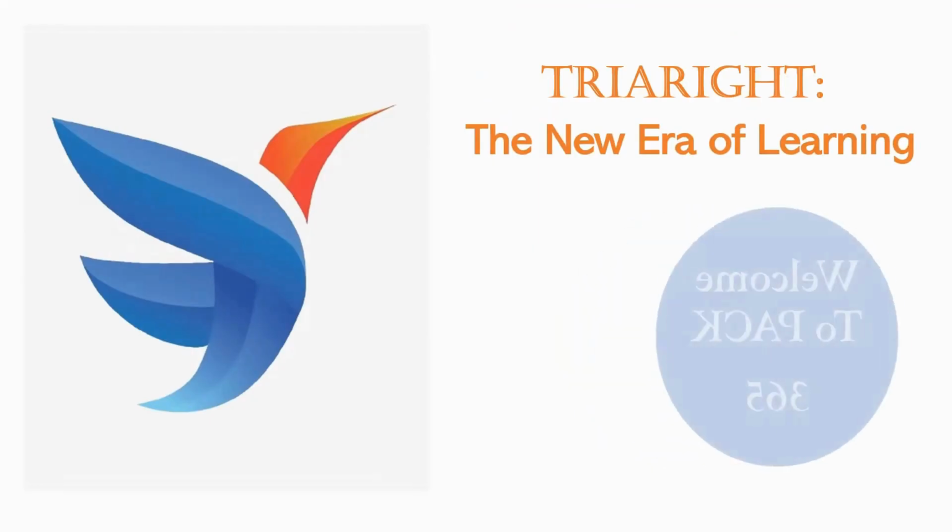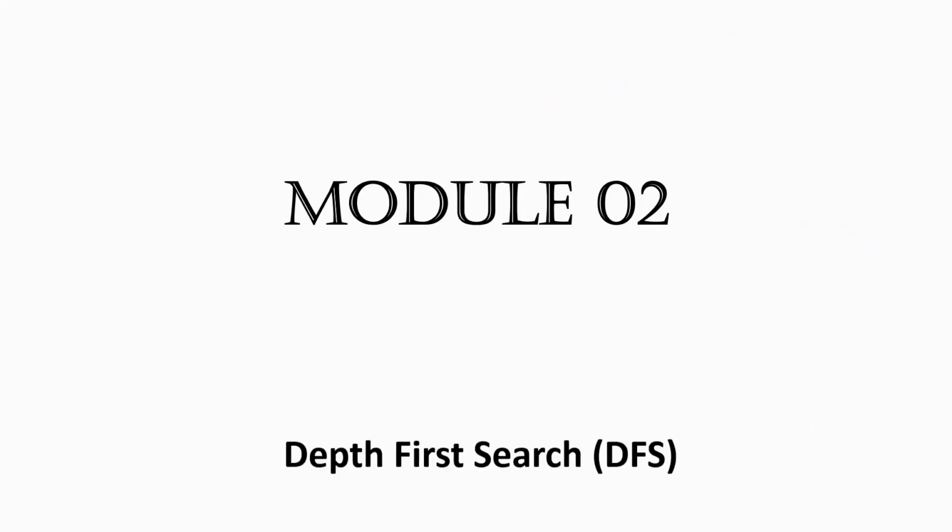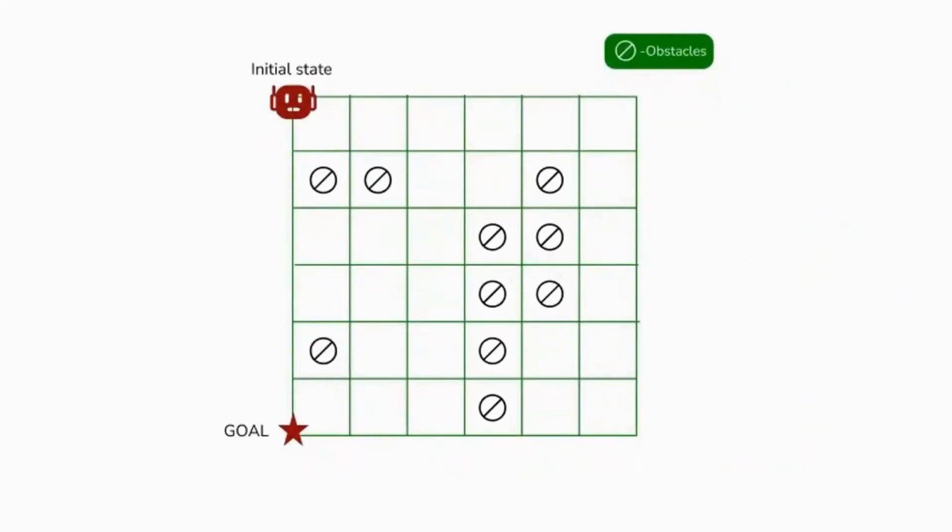This is Pack 365. In Module 2, in the previous lecture, we discussed the depth first search algorithm in AI, right? So now we're discussing Part D. In Part D, we are discussing an example problem from the previous lecture. So let's start with it. In the previous lecture, we discussed a robot in a maze state.